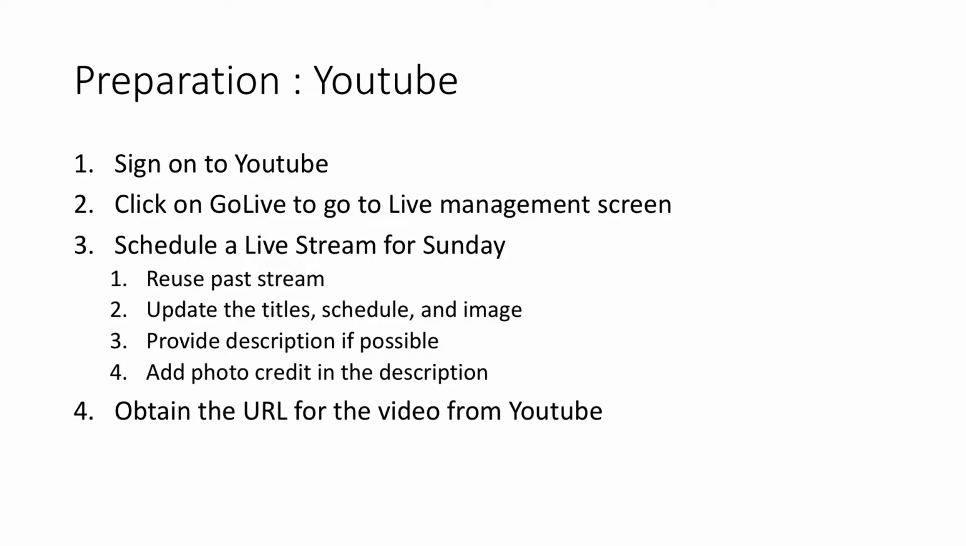After that, once we have our image, we're going to sign on to YouTube. We're going to go to the live management screen, which allows us to schedule a stream for Sunday. The idea here is that we need to reserve this stream so that we know what the link is going to be. That way, people on Sunday morning or beforehand will be able to visit our channel, and they'll see the title for the live stream, and they'll have this nice graphic that we just created.